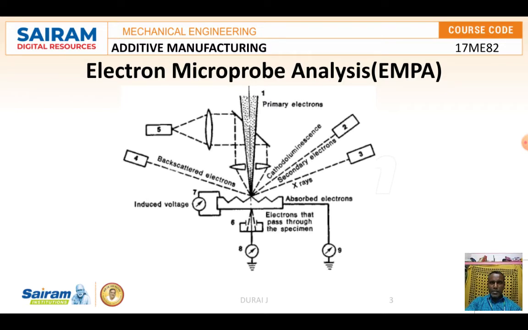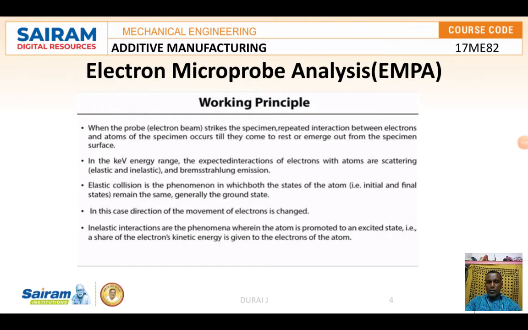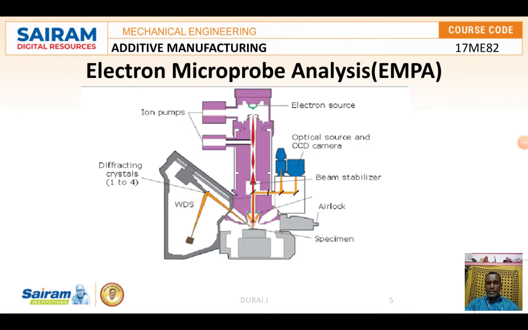This is the primary function of the electron probe microanalyzer, and its primary importance is the ability to perform precise quantitative elemental analysis for small spot sizes, as little as 1 to 2 microns. Now we can see the working principle of electron probe microanalysis.